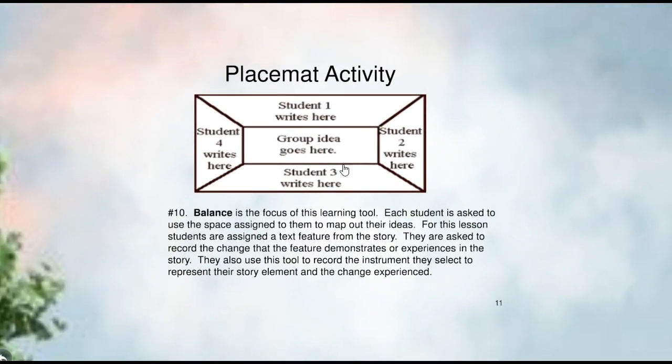Boys and girls, now that you are in your small groups and you have all of your materials in front of you, you are going to complete a placemat activity. This is an opportunity for you to work with your group. We've given each group a character in the story. Now we'd like you to spend some time talking with your team about the changes that have occurred with this character throughout the story. Also, you have a selection of instruments in front of you as well.